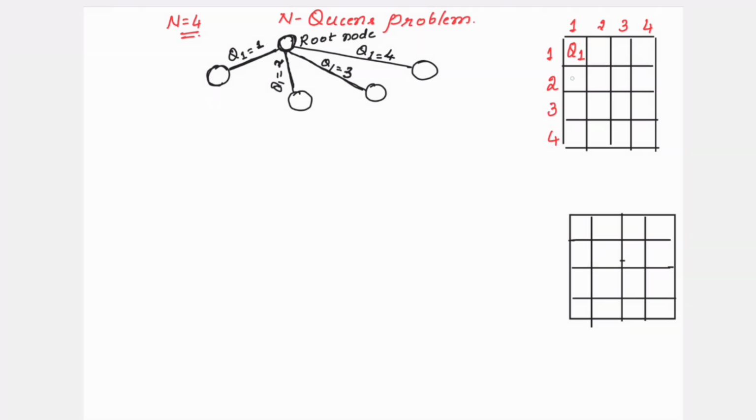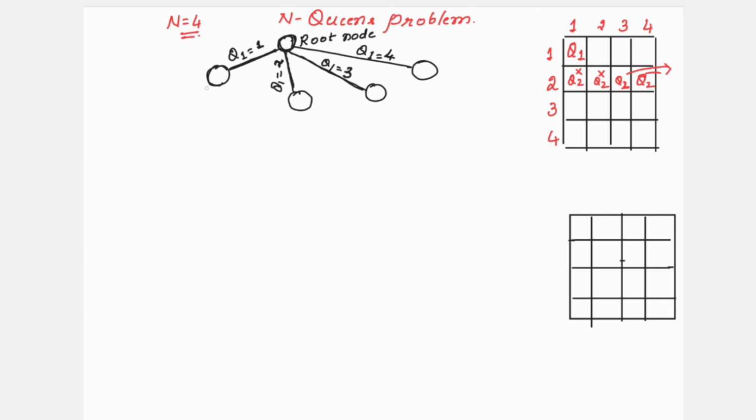Now suppose I am placing Q2 here, I cannot place it because Q2 will fall in the same column. If I place Q2 here, this is also not allowed, diagonal same. Q2, can I place it here? Yes, I can place it here. There is no clash from Q1. And Q2, can I place it here? Yes, you can place it. So I have these two options for Q2 to get placed.